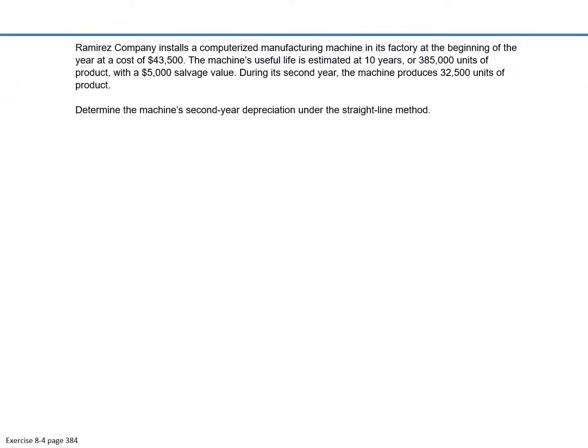All right, exercise 8.4. Ramirez Company installed a computerized manufacturing machine at the beginning of the year. The cost was $43,500. It has an estimated useful life of 10 years or 385,000 units with a $5,000 salvage value. During its second year, it produces 32,500 units of product. So let's first compute, hold on, let me erase those.